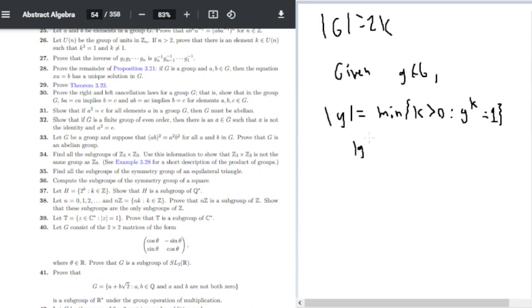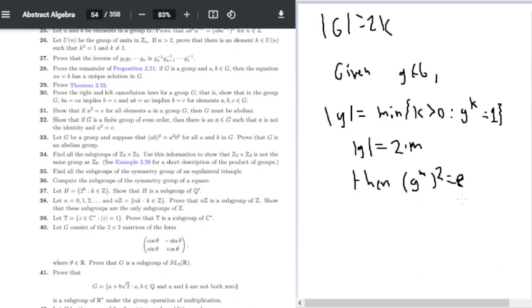So, if the order of g is equal to 2 times m, then g to the m, squared, equals e. So given the order information about the group, we need to find some element g such that it has order 2 times m for some integer m. Because then using this, it'll be clear.